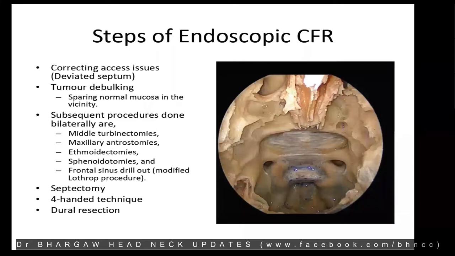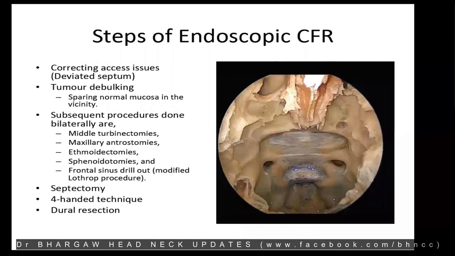And also studies have shown that tumor piecemeal excision is not detrimental to survival. I'll be talking about that subsequently. Once we have done that, you can do what we have discussed already: the middle turbinectomy, maxillary antrostomy, ethmoidectomy, sphenoidotomy, and frontal sinus drill out, the modified Lothrop's, the bilateral procedure, so that we have all of this. And then a septectomy. Septectomy can be done at the beginning or at the end of it.